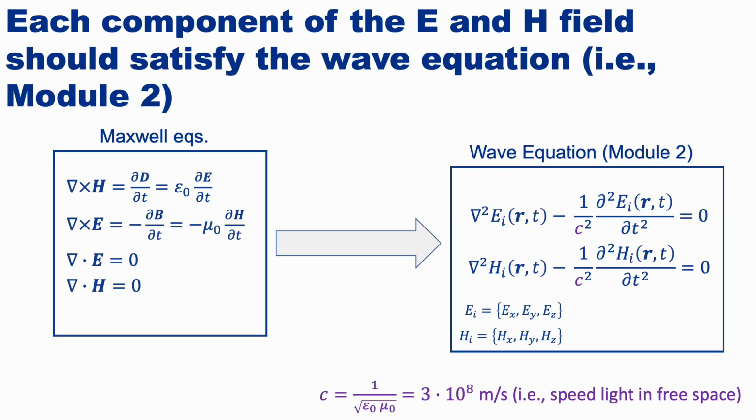So we know that both the electric and the magnetic field are related to each other with respect to the Maxwell equations. But we cannot forget that every component of the electric and the magnetic field needs to satisfy the wave equation that we studied in module number 2.